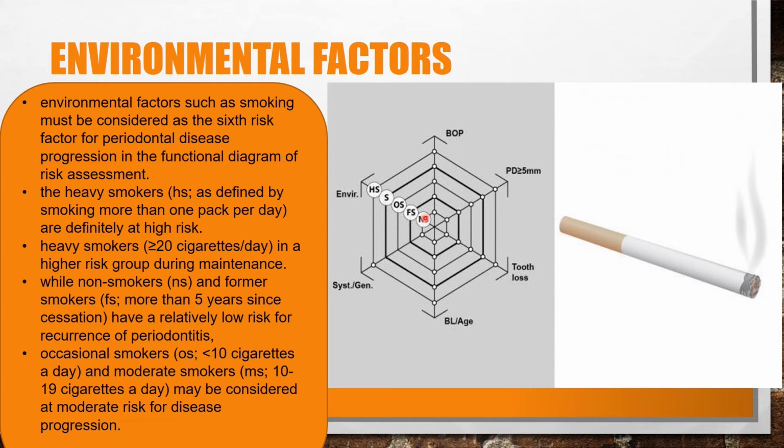So non-smoker, former smoker, occasional smoker, that is less than 10 cigarettes per day, and moderate smokers, 10 to 19. If it is 20 cigarettes or greater, that is a heavy smoker. This has been categorized as low risk, moderate risk and high risk. The non-smoker and former smoker are regarded as the low risk category, occasional and moderate smokers are under the moderate risk category, and heavy smokers are under the high risk category.